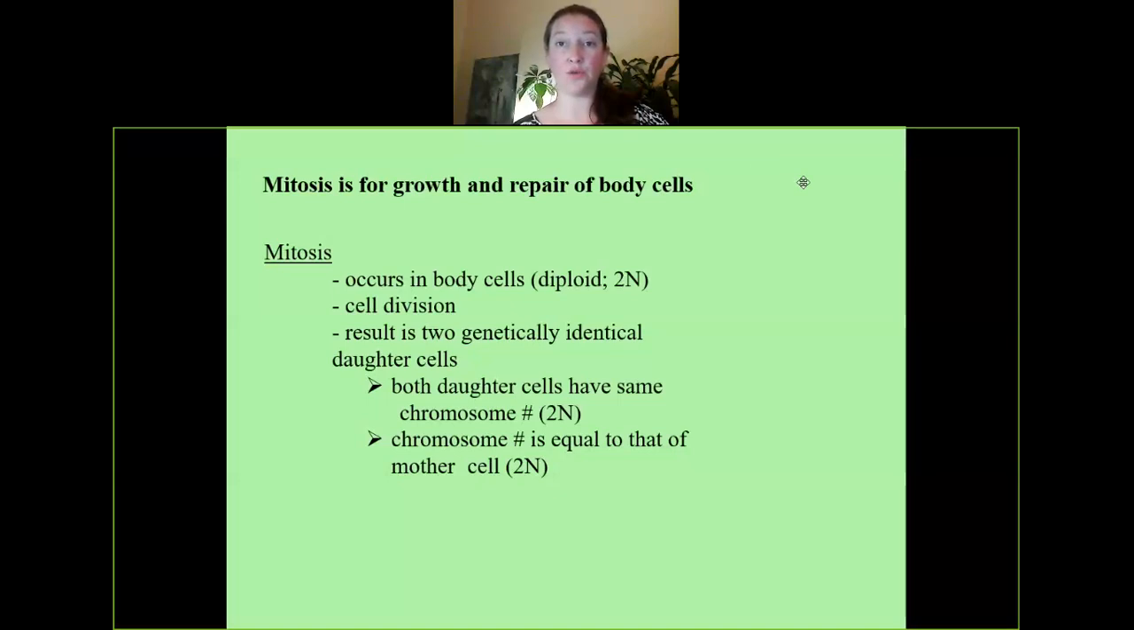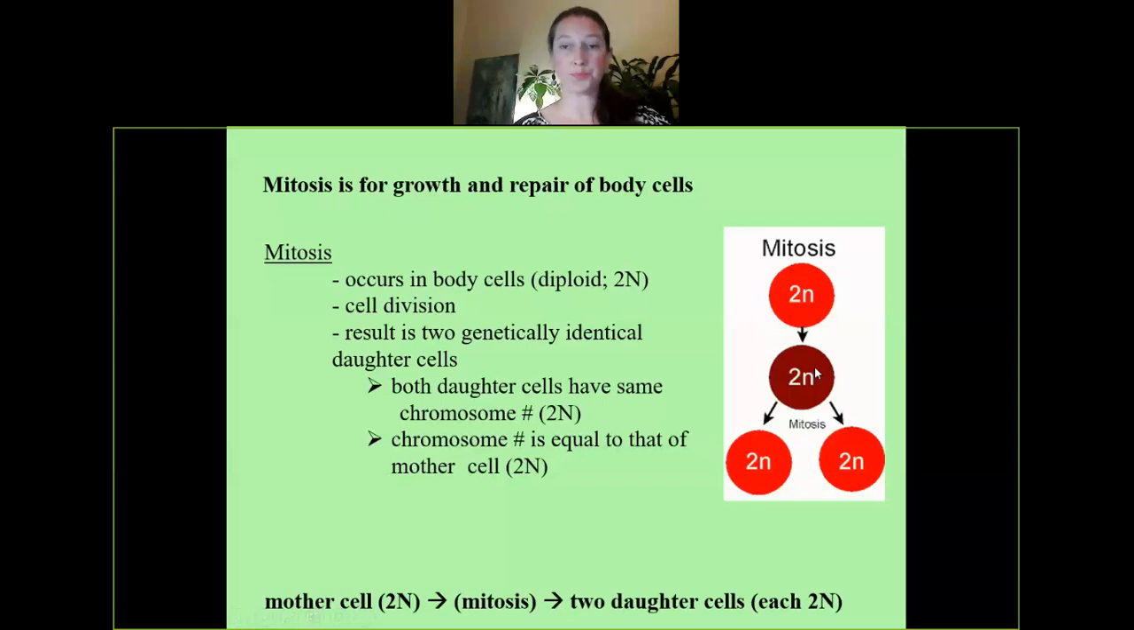Mitosis is a process of cell division. One cell is going to divide into other cells, and the result of mitosis is two cells. So you go from one cell to two cells, and the two cells are going to be genetically identical in that they have the same chromosome number as each other, but they're also going to have the same chromosome number as the original cell that divided. I know this seems like, what? But hold on, we're going to walk through it.